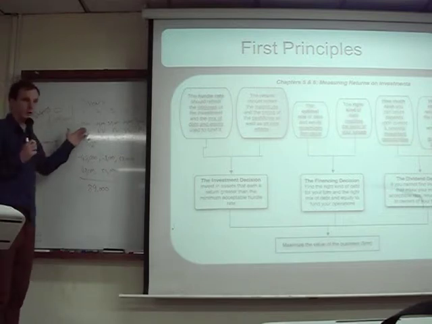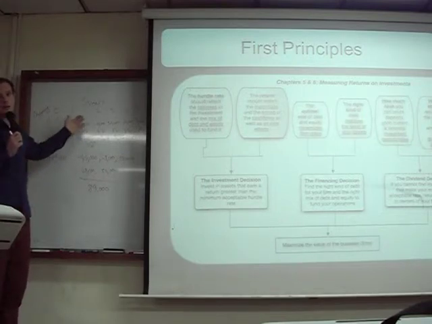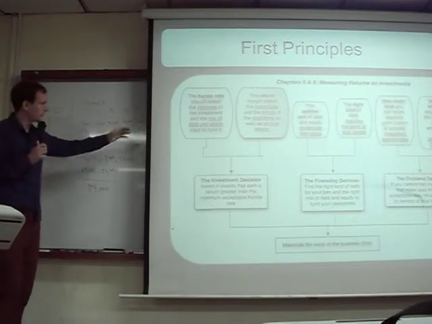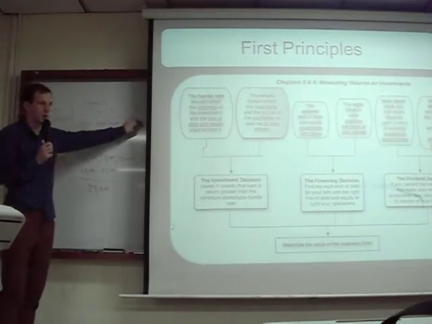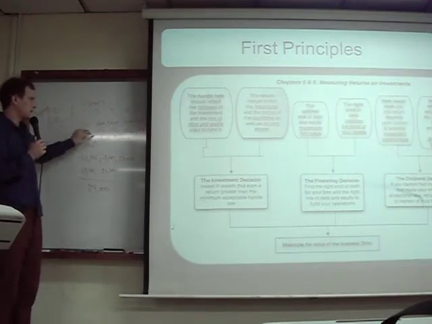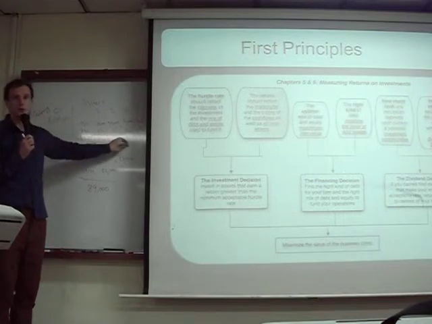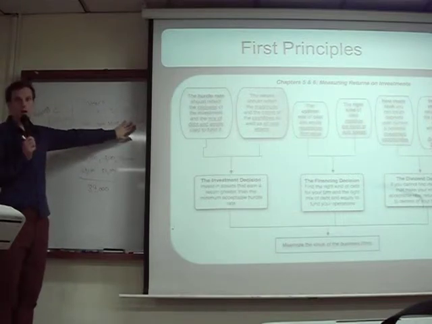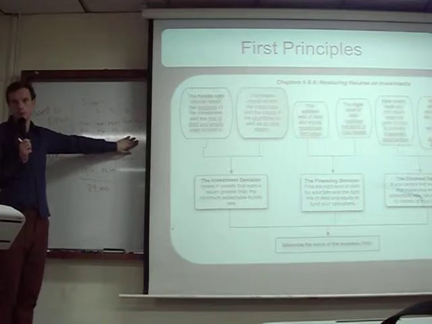So this is what we're doing with return. We're calculating the cash flows. How big is the cash flow? When is the cash flow? We're finding the present value of the cash flow. 90,000 in year 5 is worth 55,000 in today's money.